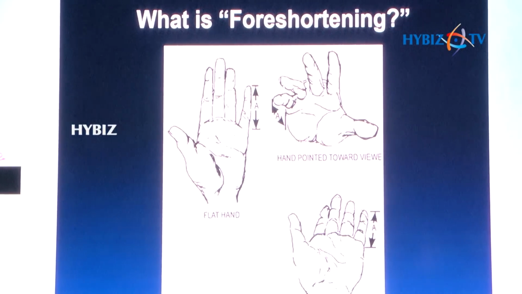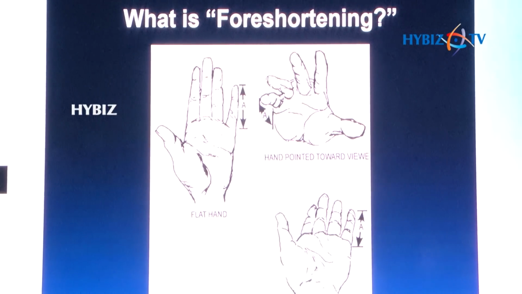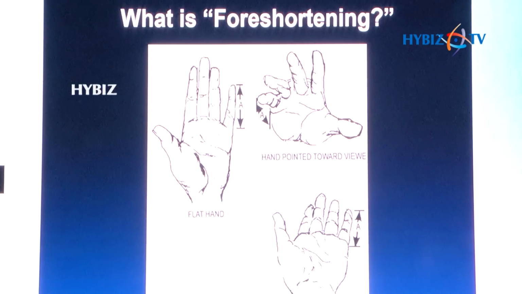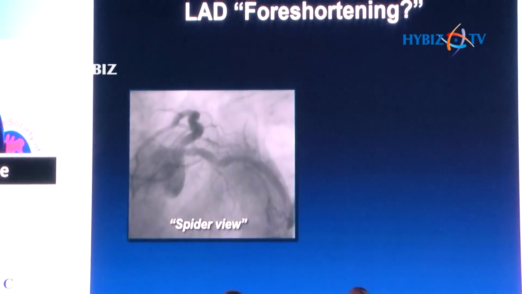And that's the problem with measuring length on the angiogram, is unless you're directly orthogonal, directly 90 degrees to the actual vessel itself, you will misestimate length based upon the angiogram. So this is just an example of that.